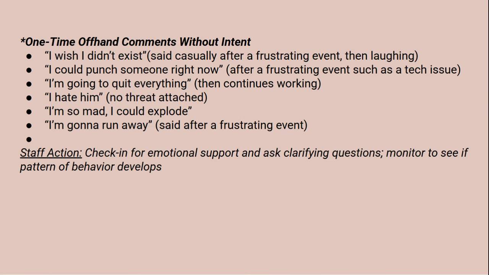Students, especially children and adolescents, may use dramatic language to communicate frustration, disappointment, anger, or stress. The key is to consider the context. What happened immediately before the comment? What was the student's tone of voice? Did the student continue functioning normally afterward? Is there any evidence of planning, intent, or a specific target? A single offhand comment without any additional warning signs typically does not indicate a threat.